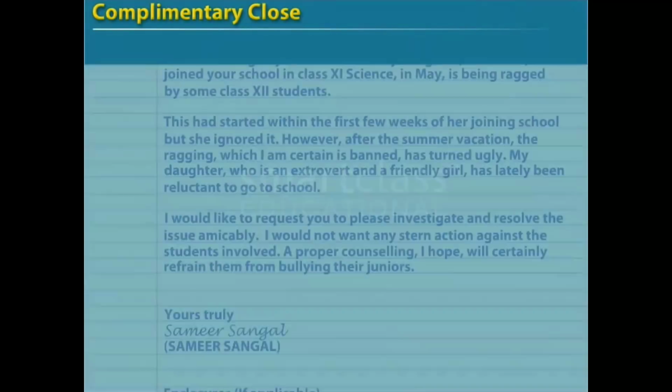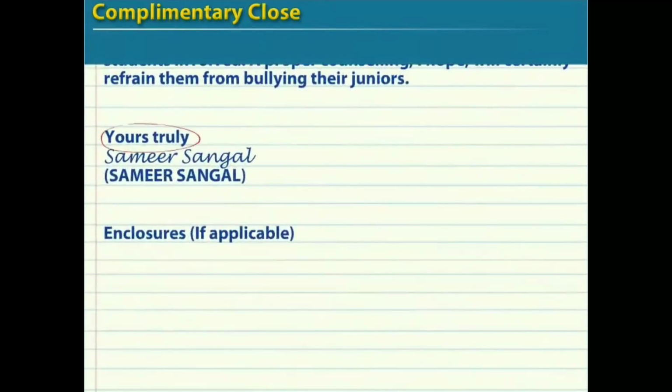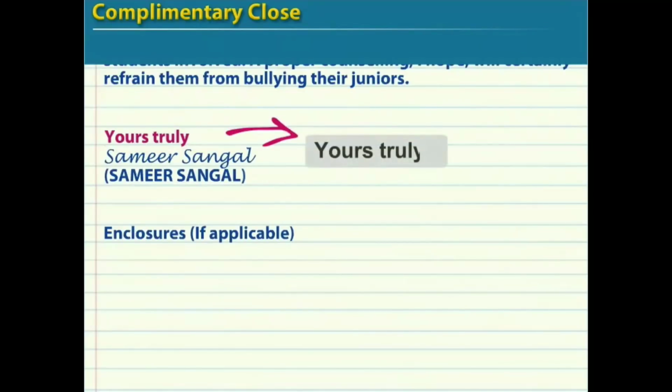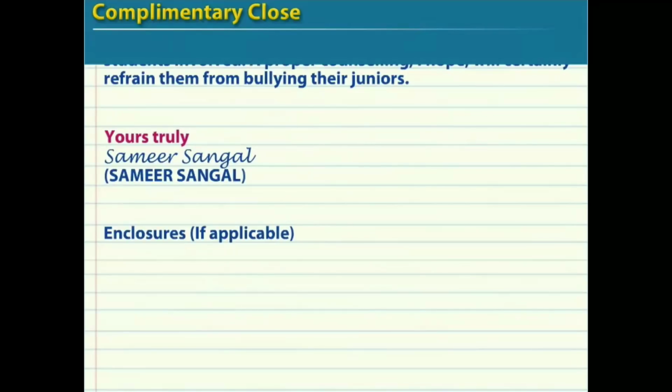Complimentary clause. This is a short and polite way of ending the letter. Write it below the third paragraph after leaving 2 lines. Write it as "Yours truly" or "Yours sincerely" if you are writing as a parent. If you are writing as a student, close the letter with "Yours obediently." You can also reverse the 2 words and write "Truly yours" or "Sincerely yours." Remember that there is no apostrophe in yours, and the second word is not capitalized. Do not punctuate the complimentary clause.